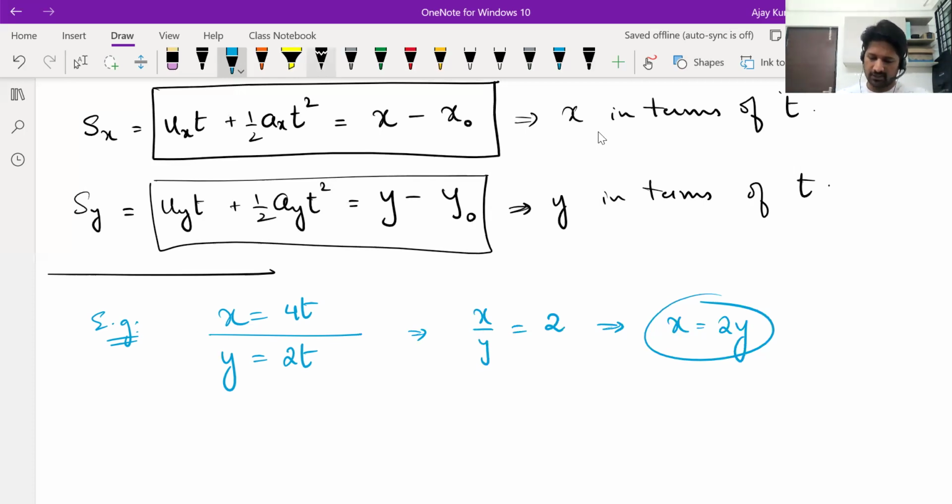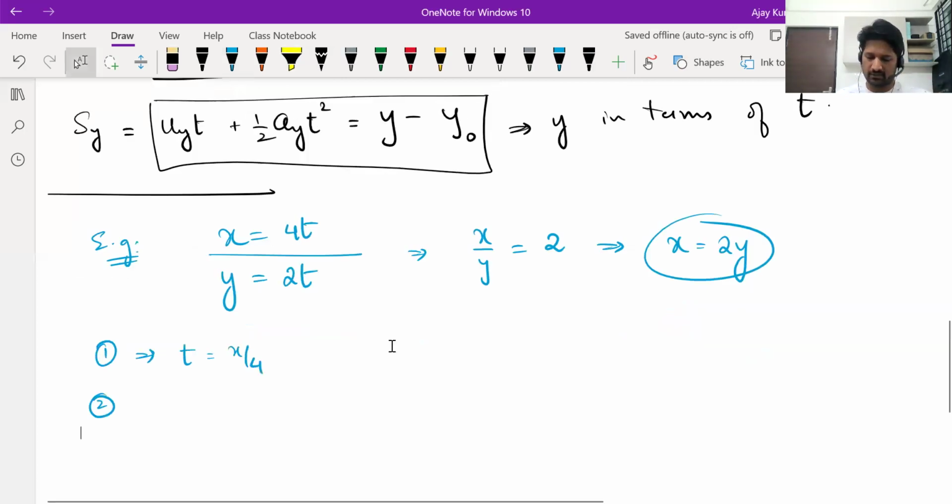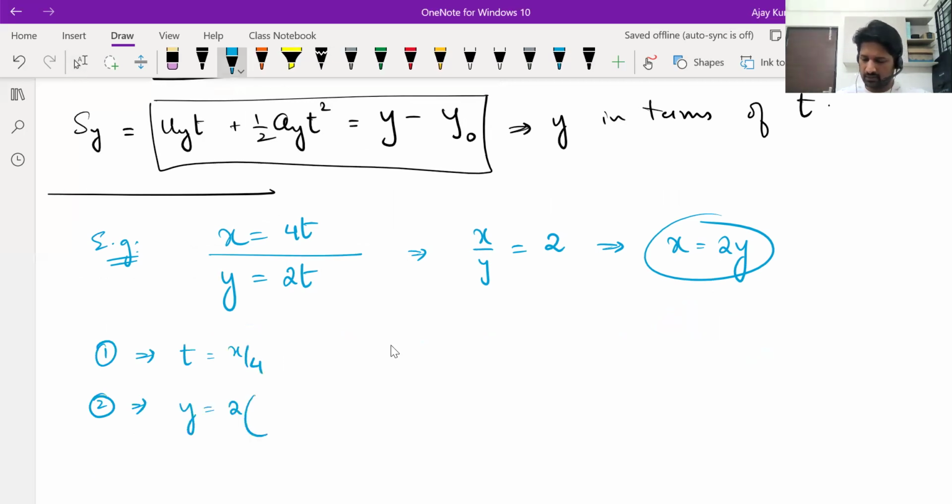Otherwise, from the first equation, x is 4t, that means t is x by 4. You can put that in the second equation. Like take t from the first equation and substitute it in the second equation. Then you get y is equal to 2 times t, that is 2 times x by 4, that is x by 2. That way also you get x is equal to 2y. Same equation. Okay, so it's just simplifying equations.